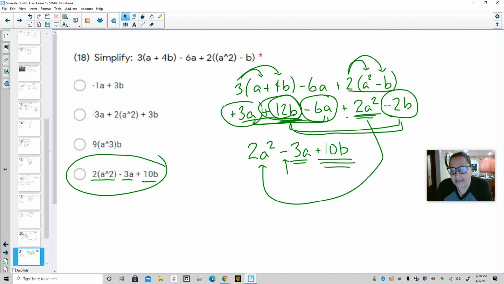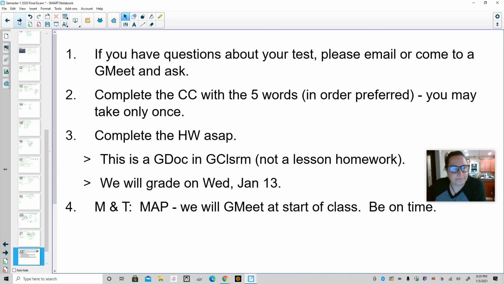And then that 2a squared is not a like term, so it cannot be grouped in with that 3a. So you end up with 2a squared minus 3a plus 10b. Exponents count down, alphabetical order to write it in the order.